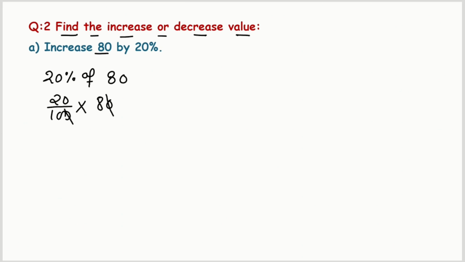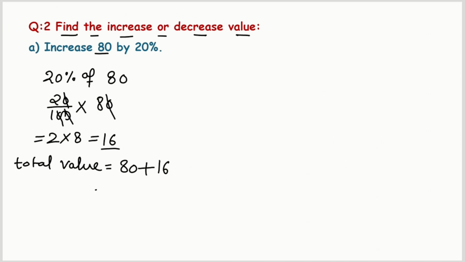Now this 1 0 will be cancelled with this 1 0. Another 0 will be cancelled with this 1 0. So 2 times 8, which is 16. So this is the 20% increment in the 80. Now total value is 80 plus 16, which is 96. This is the first method to do.